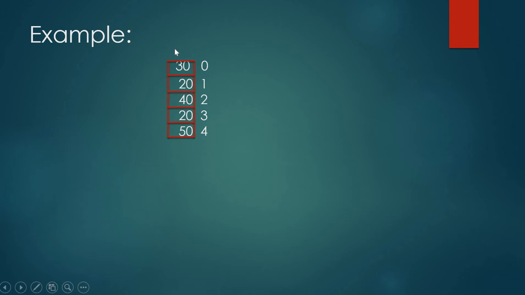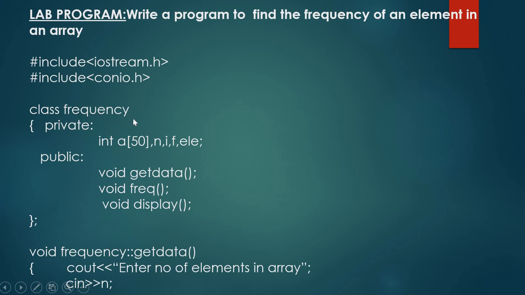Next, first of all the frequency needs to be initialized to 0. F is equal to 0. Then here 20 is equal to A of 1, so the frequency is incremented by 1. Then we get F is equal to 1. Next 20 is compared with 40. That is not equal to 20, so we are not incrementing. Then the next element, 20 is equal to 20, so again we increment the value of F. So we get F is equal to 2. Like that we need to compare each and every element with the element to be searched, and that way we can find out the frequency.